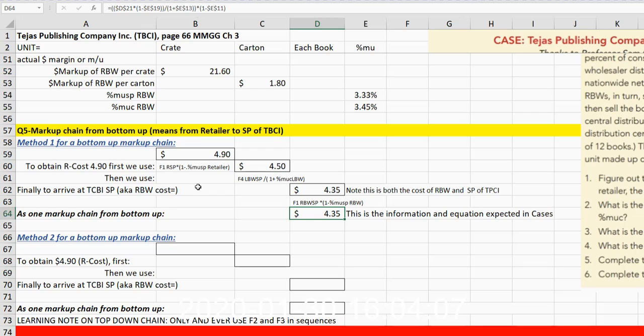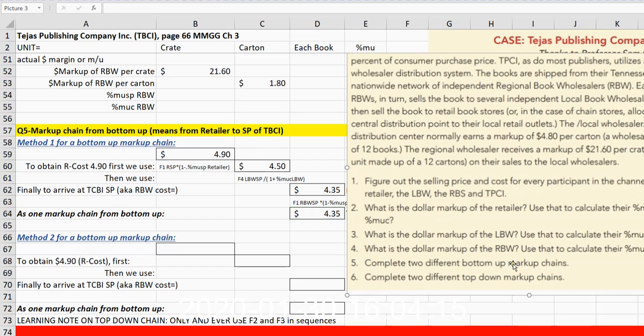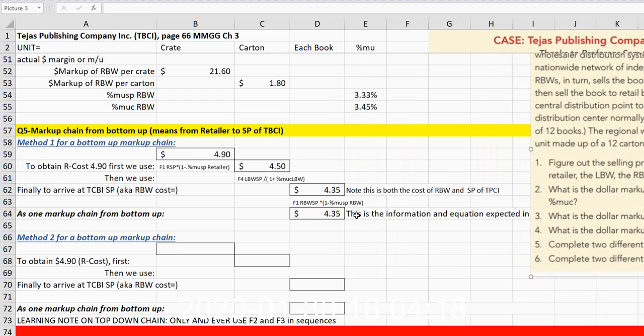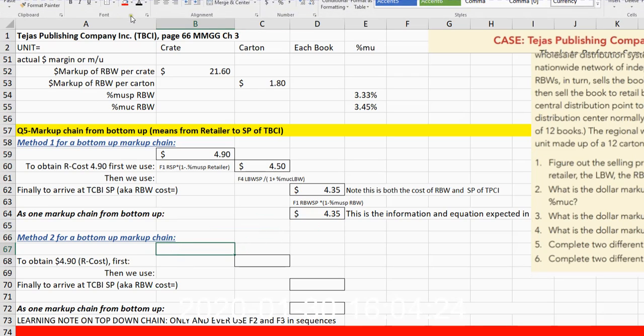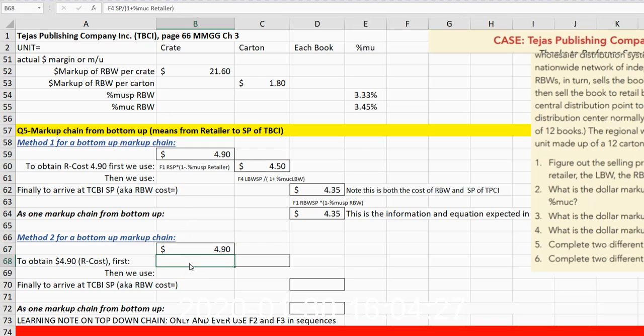Okay? Forgive me if I didn't mention to you to also go ahead and set up your spreadsheet. But we need to do a second method because our question says complete two different bottom-up market chains. All right, well, we can do that because now we can start with F4 this time. We're going to use the same information. We're going to go up and get our sales price, but this time we're dividing it by the percent markup on cost on the retailer. So we'll have $7, and then we're going to divide it by 1 plus that percentage.